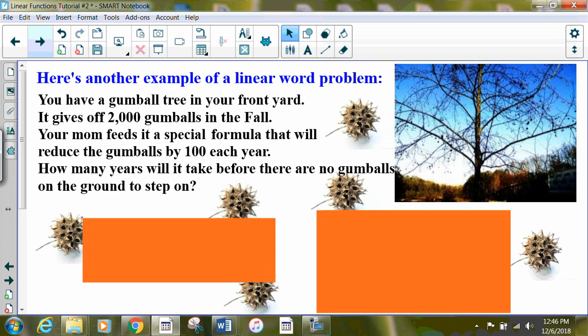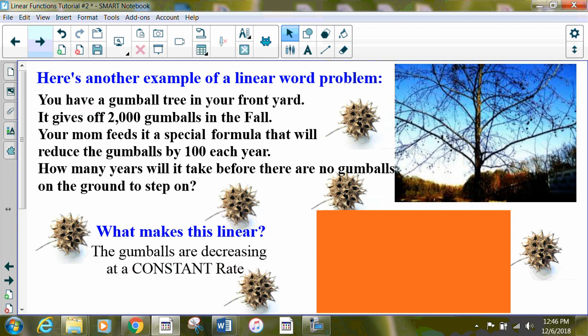Here's another example. You've got a gumball tree in your front yard. It gives off 2,000 gumballs in the fall. Your mom feeds it a special formula that will reduce the gumballs by 100 each year. How many years will it take before there are no gumballs on the ground to step on? So what makes this linear is that the gumballs are decreasing at a constant rate. They're going down by 100 gumballs each year.